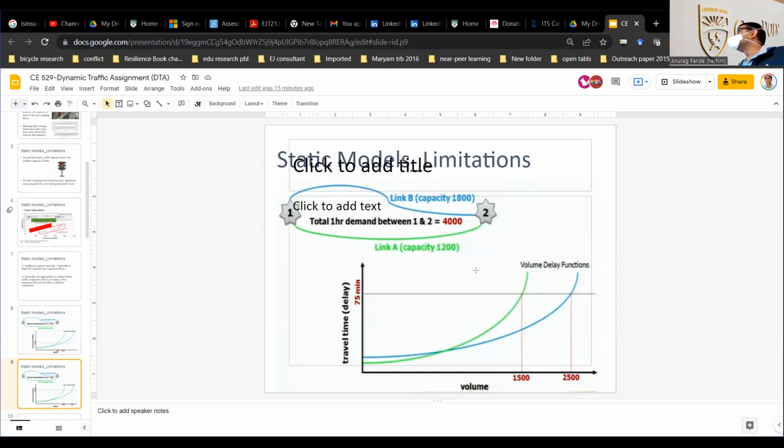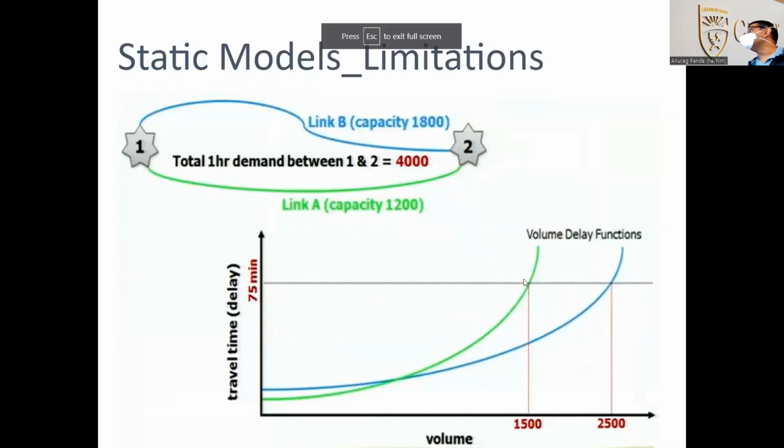The problem with the solution is that once the link demand exceeds capacity, so in the green link, the demand is now 1500 as opposed to 1200. That is the capacity of the link. And then demand here is 2500 as opposed to the capacity of only 1800. Now, these volume delay functions are not very well defined once you exceed the capacity.